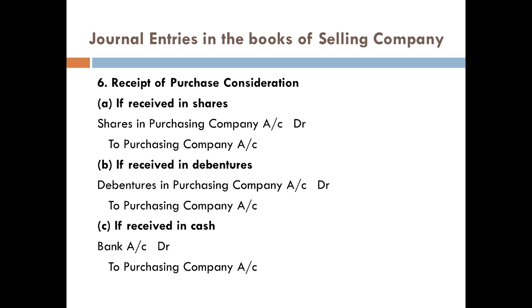If, for example, all these three appear in an exam in a single question, the journal entry will be shares in purchasing company account debtor, debentures in purchasing company account debtor, bank account debtor to purchasing company. That's it. So all these three will be shown in a single journal entry. So the sixth and important journal entry is receipt of purchase consideration. The first one is receipt by way of shares, shares in purchasing company account debtor to purchasing company account. If it is received by way of debenture, debentures in purchasing company account debtor to purchasing company account. If it is received by way of cash, bank account debtor to purchasing company account.